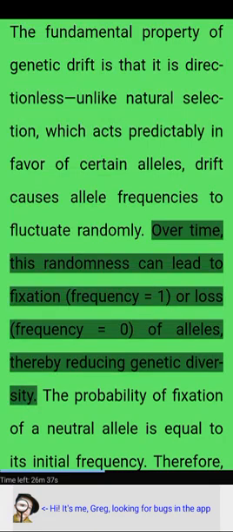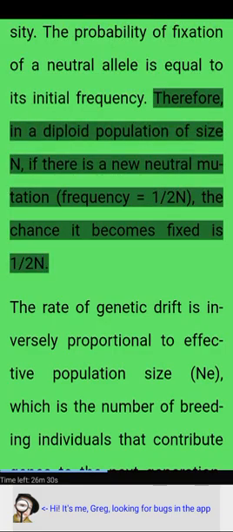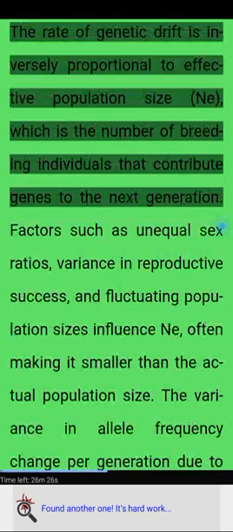Over time, this randomness can lead to fixation (frequency equals 1) or loss (frequency equals 0) of alleles, thereby reducing genetic diversity. The probability of fixation of a neutral allele is equal to its initial frequency. Therefore, in a diploid population of size N, if there is a new neutral mutation, frequency equals 1/2N, the chance it becomes fixed is 1/2N.